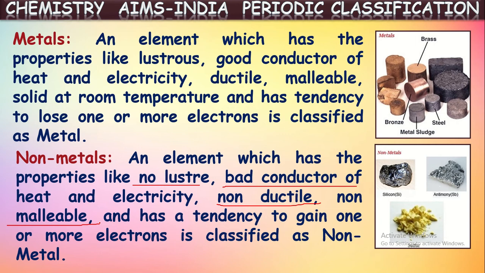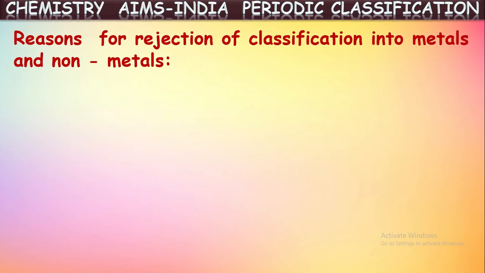Okay. In this way, he classified all the available elements into two batches. They are metals and non-metals. Reason for rejection of this classification. Actually, as we told, it is the first classification based upon the physical properties of chemical substances. Even though he tried to classify, this classification was rejected. Let us see what reasons are responsible for the rejection of this classification.